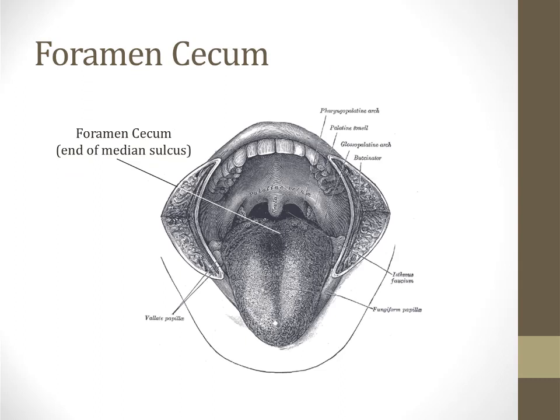Shown on the screen is a drawing of the tongue, obviously, and this indentation here is called the median sulcus, and where it ends, right there, that is the foramen cecum, and that is a remnant of the thyroglossal duct. That is where the thyroid began to form in the fetus. From this point in the tongue, it dove down into the neck to form the thyroid gland.